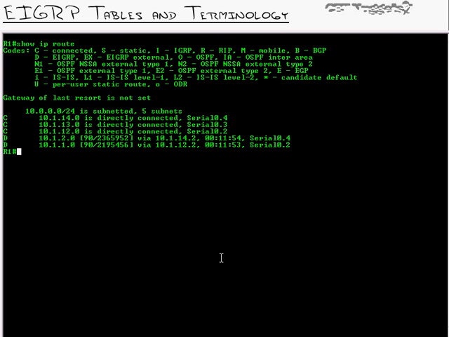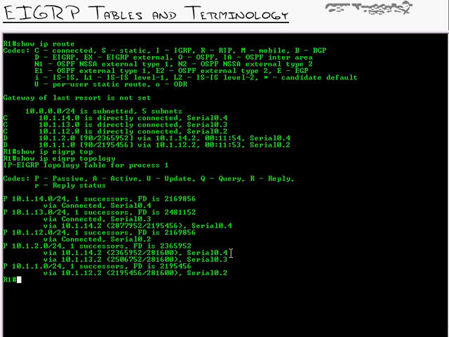I think this is going to be a huge explanation. I'm going to type in show IP EIGRP topology. Now remember, that's one of the 3 tables, the topology table. And right here we see all of the networks. Remember, the topology table is everything EIGRP knows about.